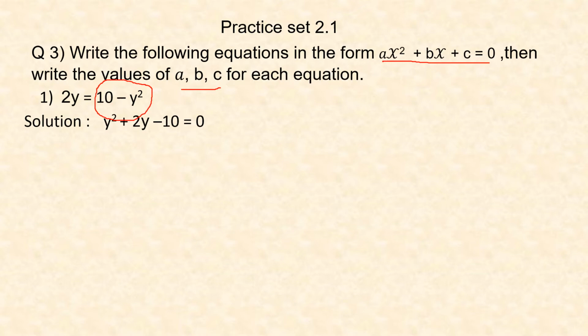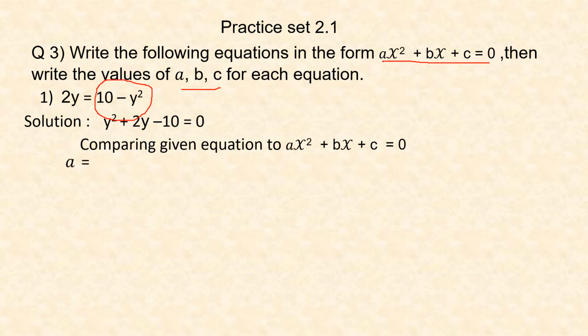Comparing with the given equation ax square plus bx plus c is equal to 0, therefore a is equal to 1, b is equal to 2, c is equal to minus 10. Whenever the coefficient is 1, we don't write 1, but the coefficient 1 is present.